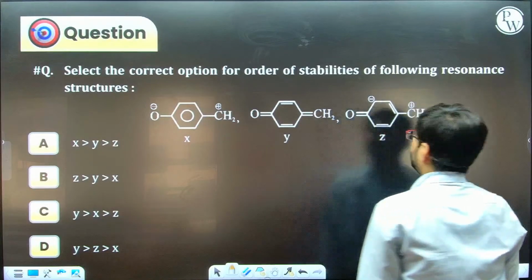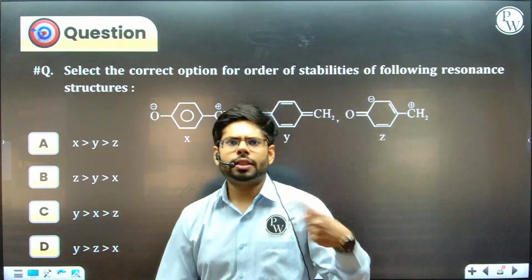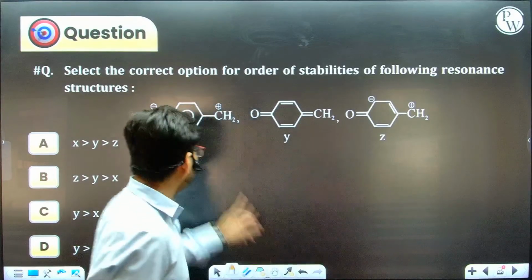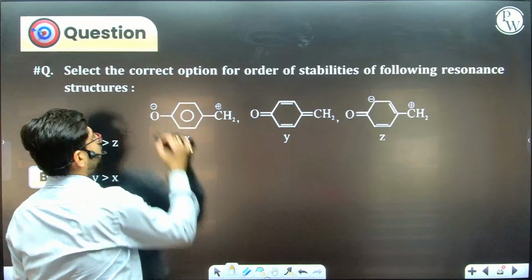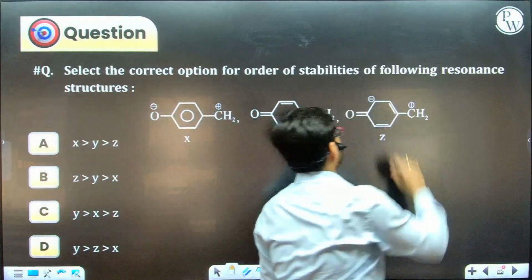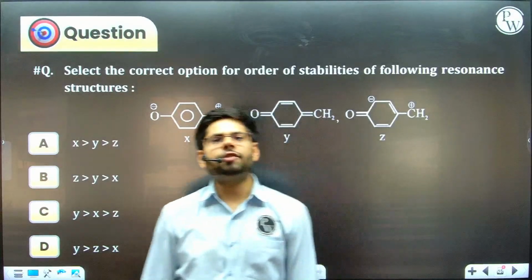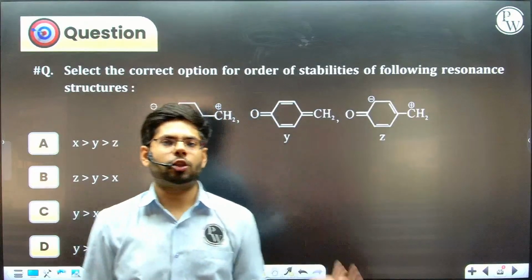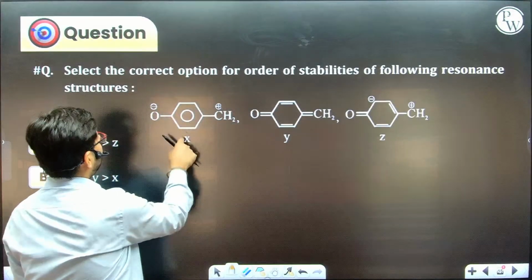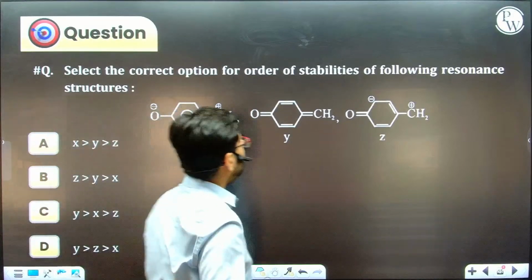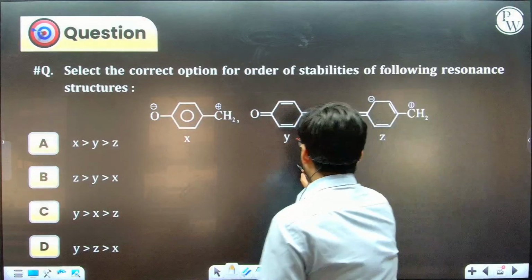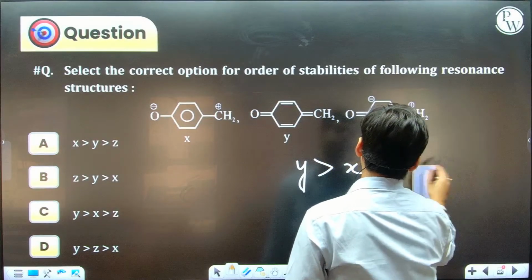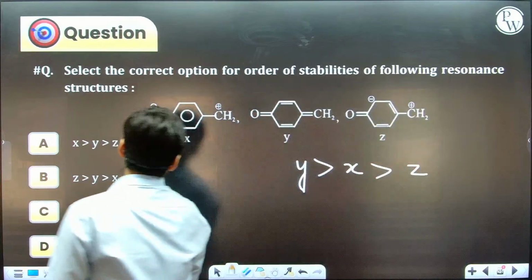Okay, next is to see the appearance of negative charge. That means which atom is carrying the negative charge. If you look at X, O is carrying negative charge. If you look at Z, carbon is carrying negative charge. Remember, negative charge is more stable on oxygen than on carbon because oxygen is more electronegative than carbon. So I will say that X is a more stable canonical structure than Z. So Y is the most stable one, then X, and the least stable one is Z. So Y, X, Z.